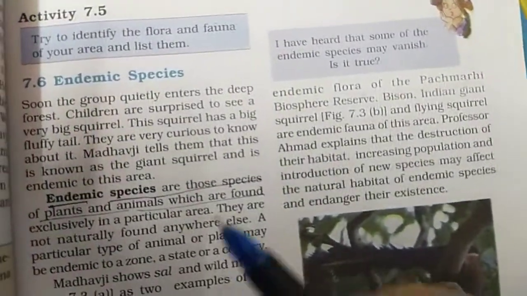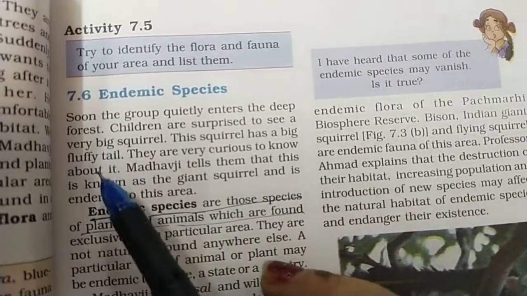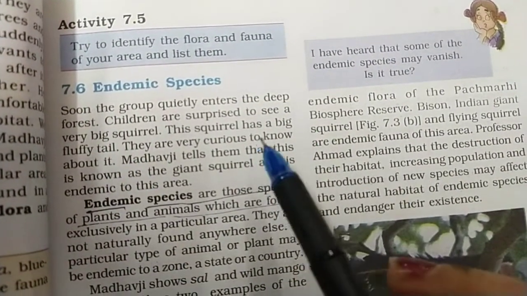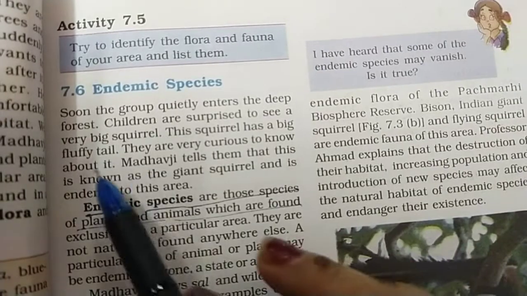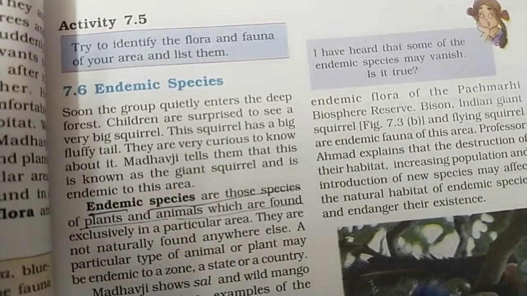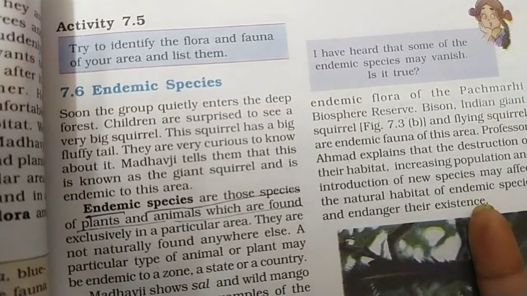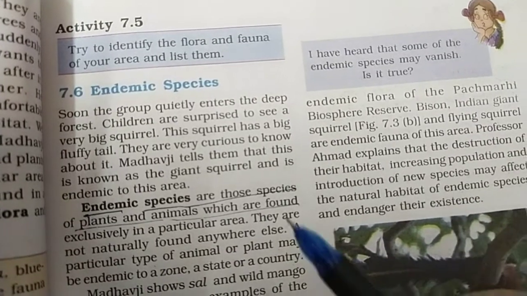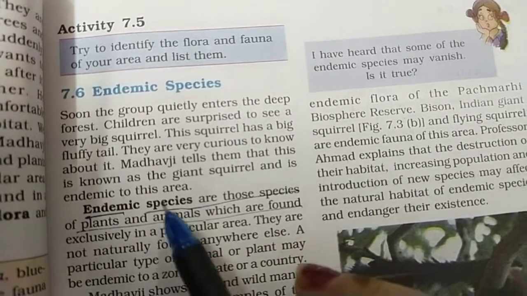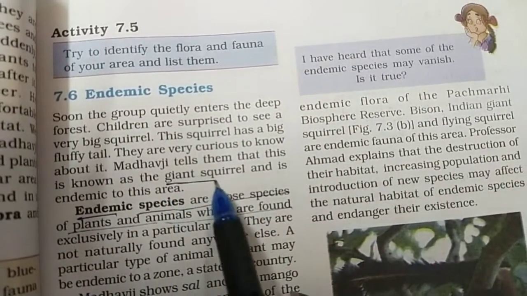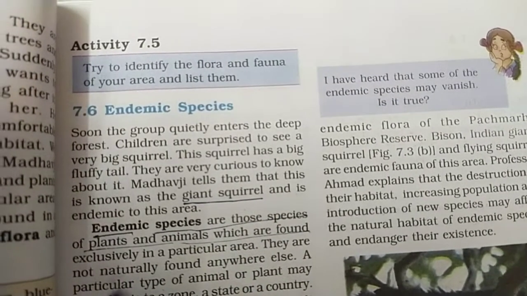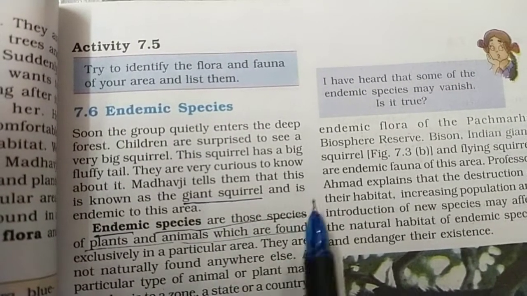Like the big squirrel, which has a big fluffy tail. This is a type of endemic species. One example of an endemic species is the giant squirrel.